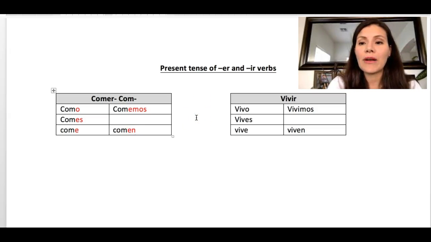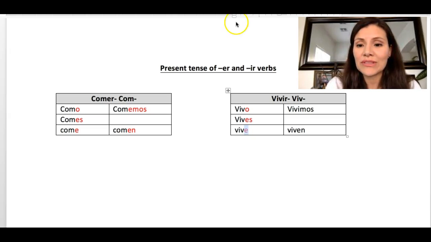What is particular about ER and IR ending verbs is that both the ER ending verbs and the IR ending verbs share the same endings mostly. So if we look at the IR ending verbs, it would be, again, that root becomes viv, and then we add the endings, and we would conjugate vivo, vives, vive.